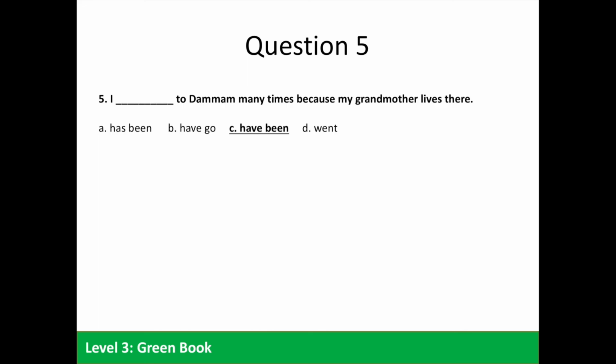Question 5. I blank to Dammam many times because my grandmother lives there. Again, here we're talking about something that happens many times in the past, but not at specific times, so we should use the present perfect. We have the subject I, which connects with have, so C is the correct answer.